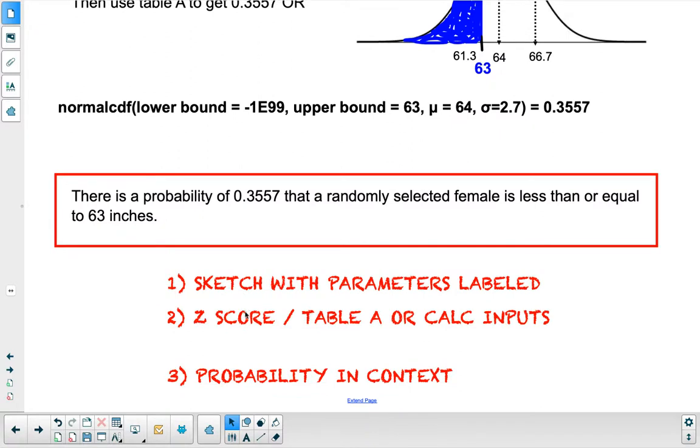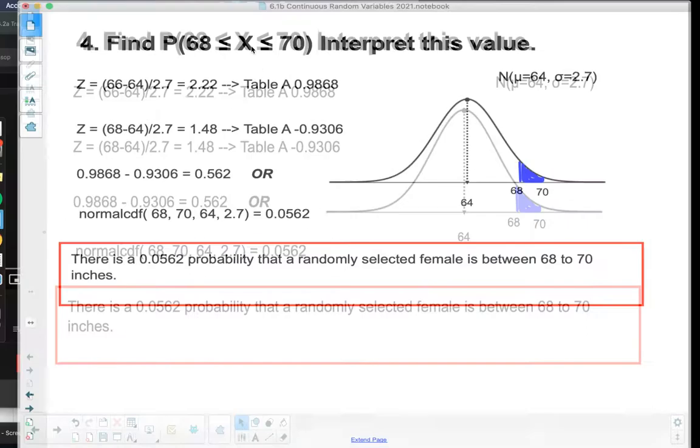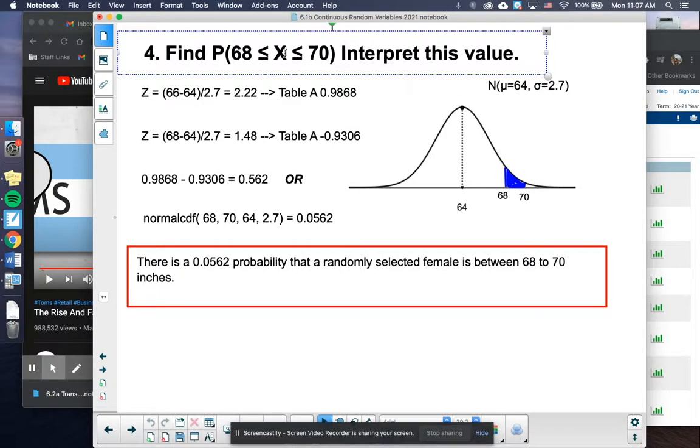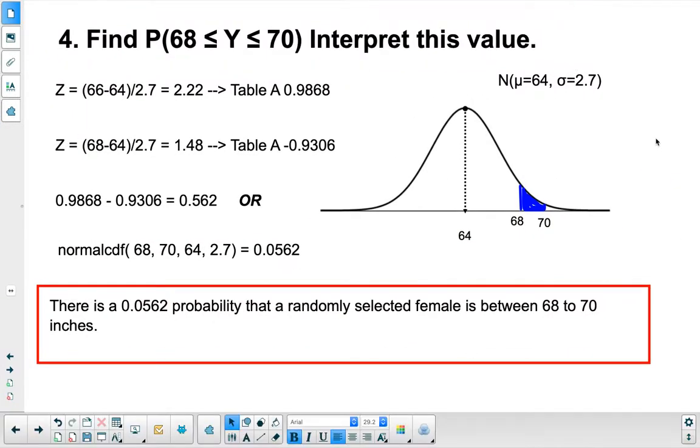To get full credit on a question like this, make sure you draw the sketch of the probability distribution, this normal curve with the parameters labeled. Find the z-score and write that you're using table A, or write what you're inputting into the calculator with all the parameters labeled, and then interpret your probability in context. So then it says find the probability that your random variable, this should say Y, I want to change the name of it, Y is between 68 and 70, and then interpret it. So same sketch.